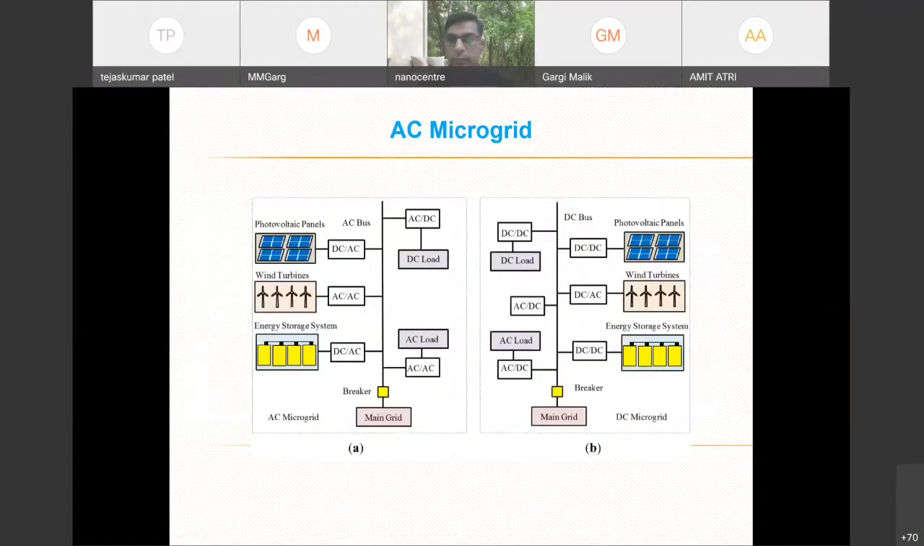Now the important thing here is that we need to develop some kind of control methodologies such that management can be done properly, right? Whatever resources or loads are connected to this DC bus should be regulated in such a way that the DC bus voltage is maintained at a reference value, right?